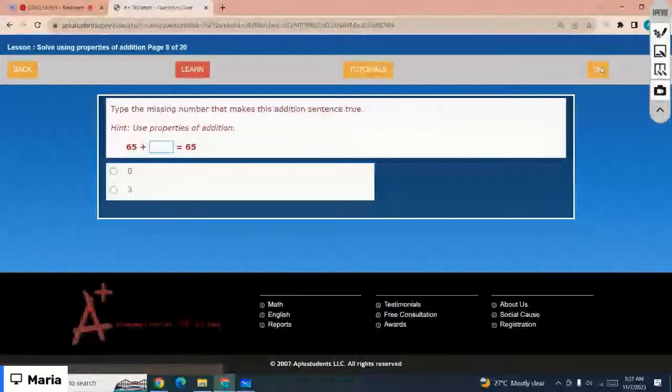Type the missing number that makes the addition sentence true. 65 plus what number equals 65? The correct option is 0. 65 plus 0 equals 65.